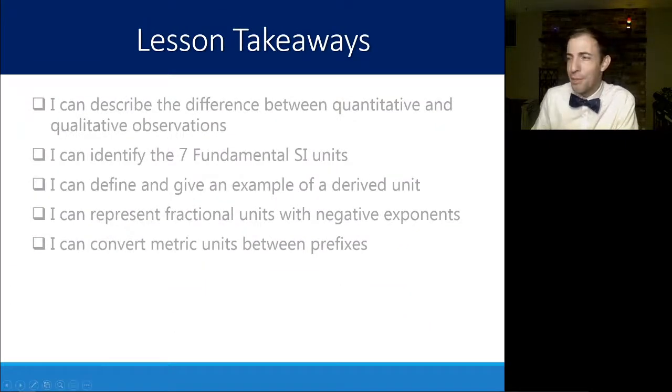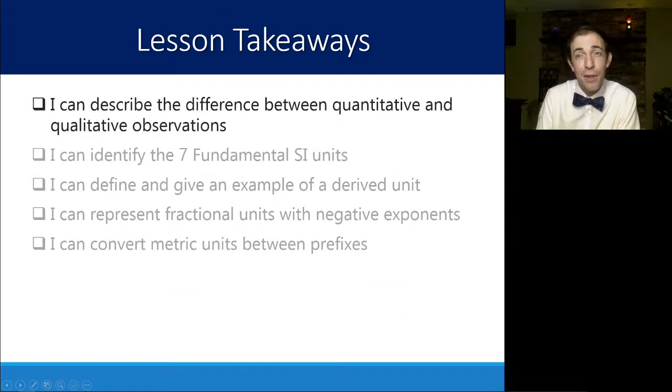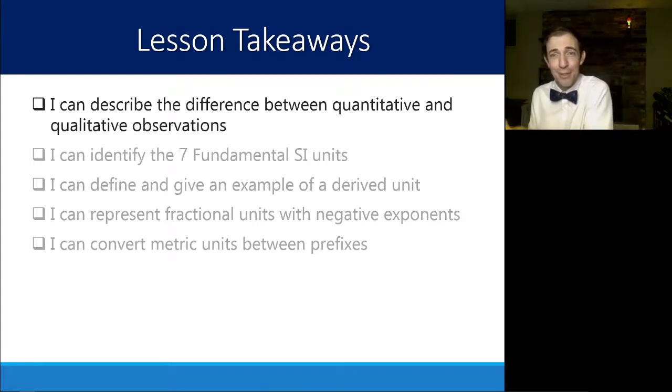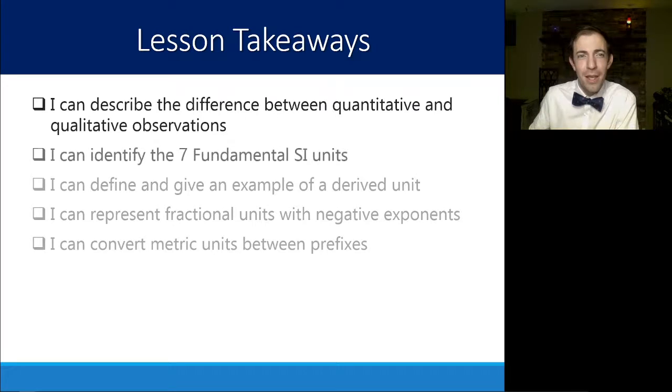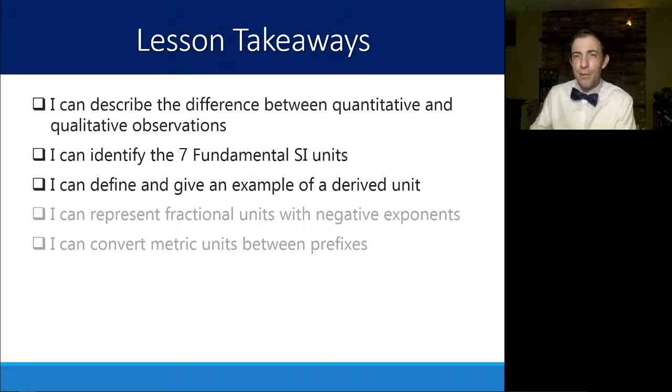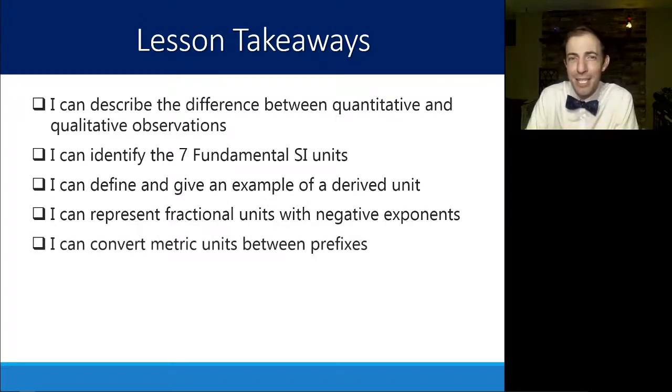So from this lesson, you should be pretty comfortable describing the difference between quantitative and qualitative. Is it something that you measure using numbers or using a general description? You should be able to identify those 7, especially the top 6 fundamental SI units, and tell me if it is or isn't in that list of 6. And then you should be able to use those units to define whether a unit is derived or fundamental, represent fractional units using negative exponents, similar to how you'll see it here in IB physics, and convert between metric units using prefixes and knowing how many places to move the decimal to make that conversion correctly.